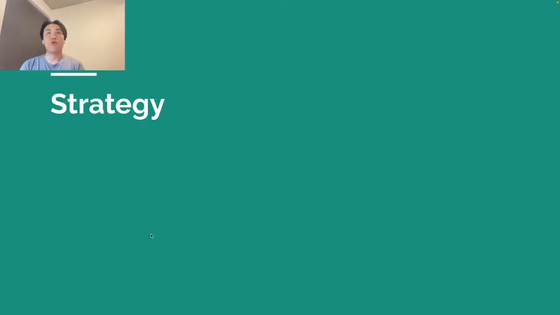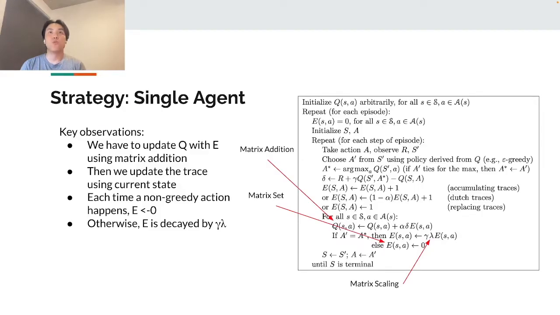So next section, I'll be going over the strategies. Firstly, for a single agent, we can imagine the scenario where we have to update Q with E. Looking at the pseudocode for Watkins's Q lambda, we see that we have an opportunity to employ matrix addition, where here we have Q plus ESA for all states and all actions.